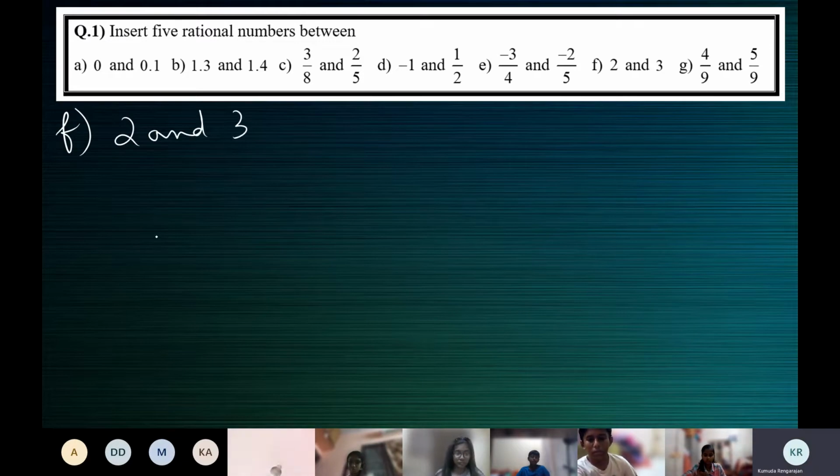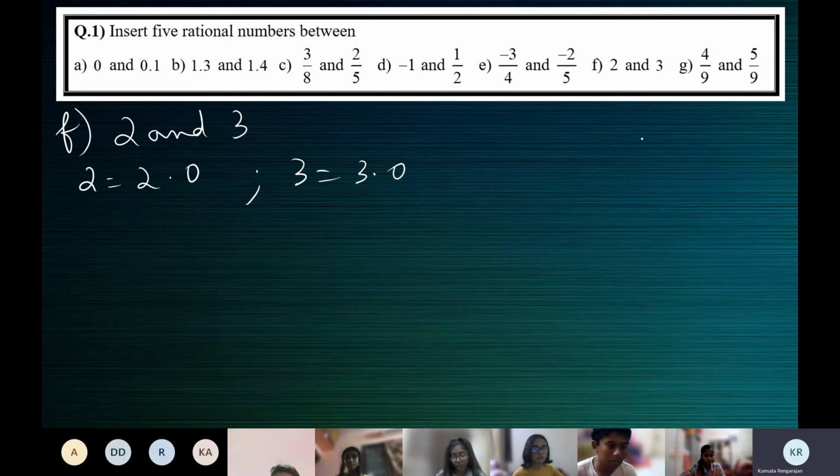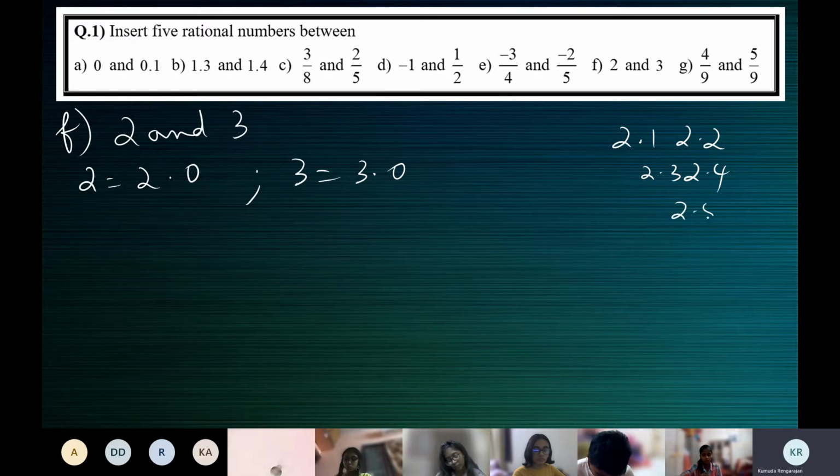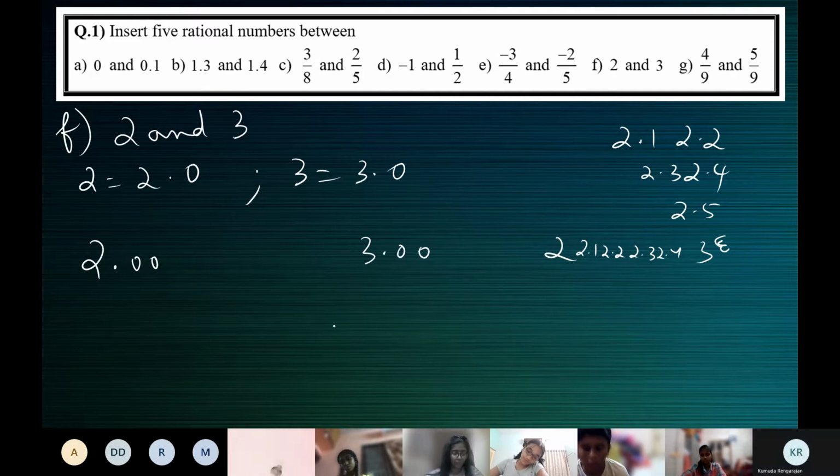Thank you. So 2 and 3. Between 2 and 3, write 2 as 2.0 and 3 as 3.0. So you can write 2.1, 2.2, 2.3, 2.4, 2.5, and so on up to 2.9. Then if you treat them as 2.00 and 3.00, you can write many numbers.